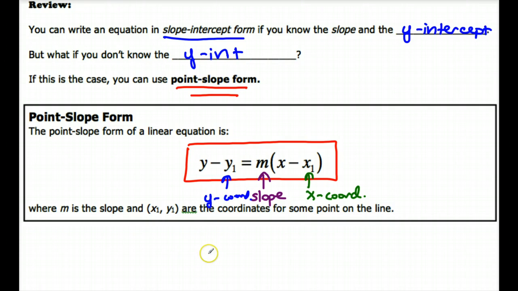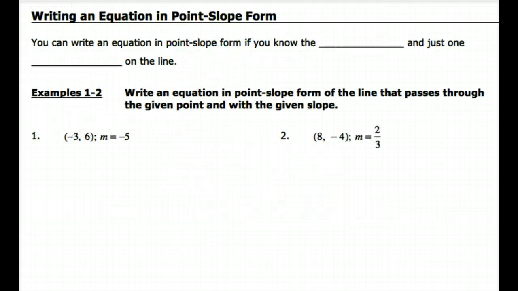In the first couple of examples here, we're going to practice using this point-slope form, and then we're going to do some graphing with it as well. We're going to practice writing equations in point-slope form. When you're writing an equation in point-slope form, you still have to know two things. You need to know the slope, but you don't necessarily need the y-intercept. You just need to know a point on the line. It can be any point on the line, but you need that and the slope. In each of these examples, that's what I've given you: a point on the line that's not the y-intercept, and the slope.